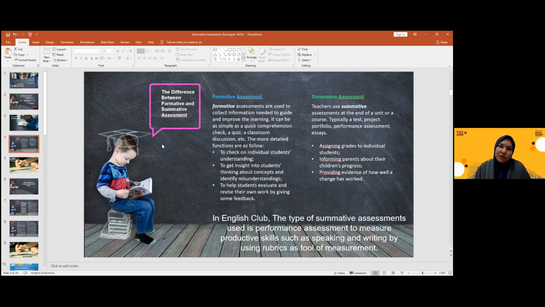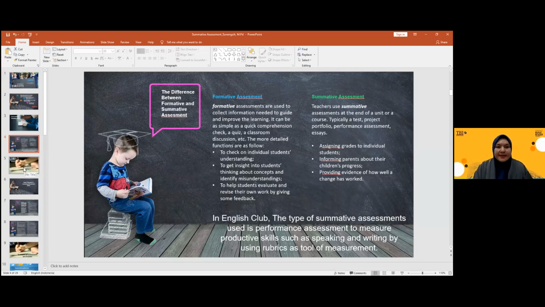webinar about how to develop English club, that the activity should develop productive skills, and it is suggested to have topic-based activity that relates to their own daily life, so they can easily catch the context. So in this type of summative assessment, we use performance assessment to measure productive skills based on topic-based activity, such as speaking and writing, by using rubrics as a tool of measurement.